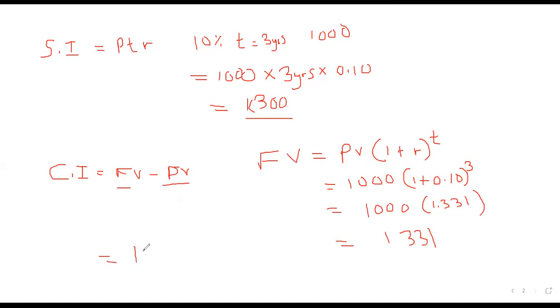So 1,331 minus 1,000 kwacha. The difference is called your compound interest, which will give you 331 kwacha. So you see, under compound interest, we have more by 31 kwacha. Under simple interest, we have 300 kwacha. So we are learning how to compute the compound interest and the simple interest.